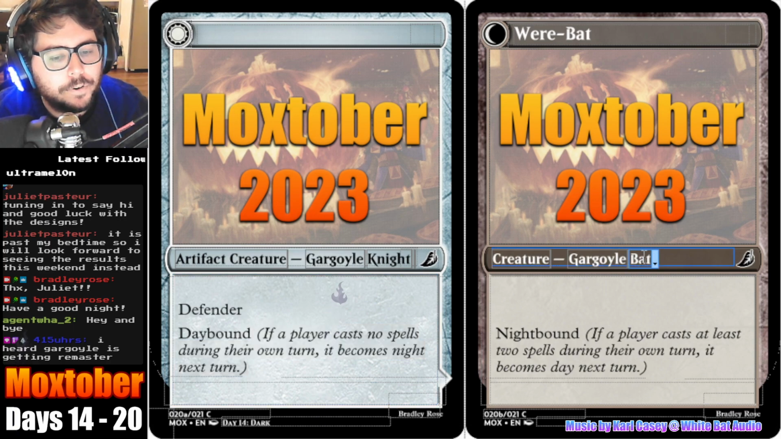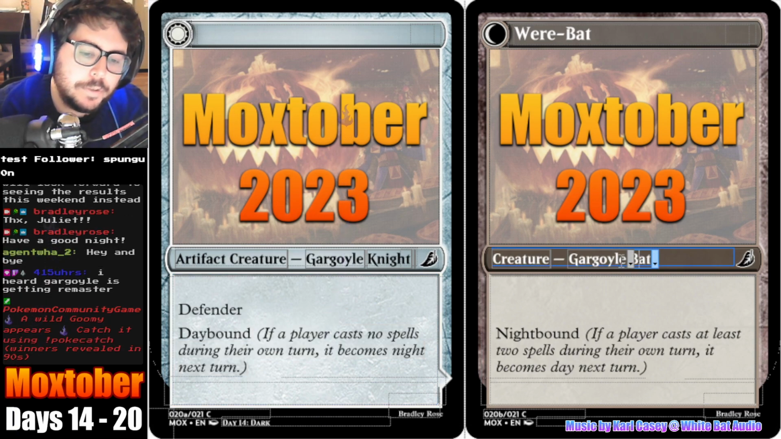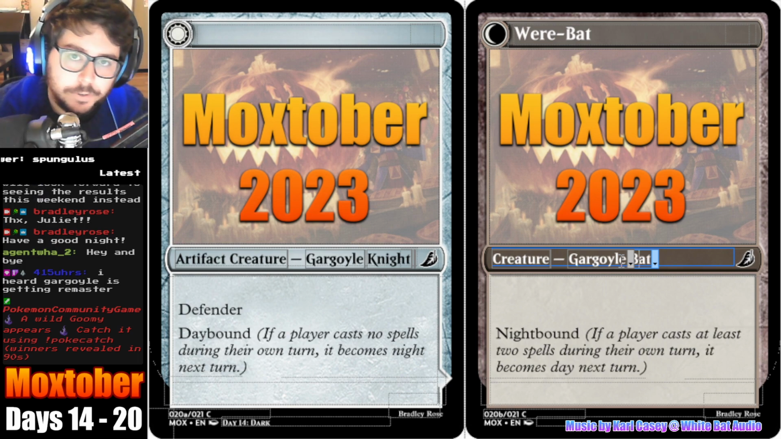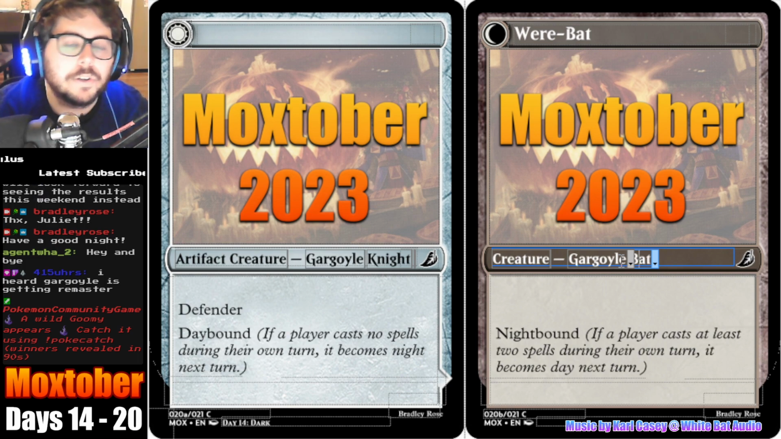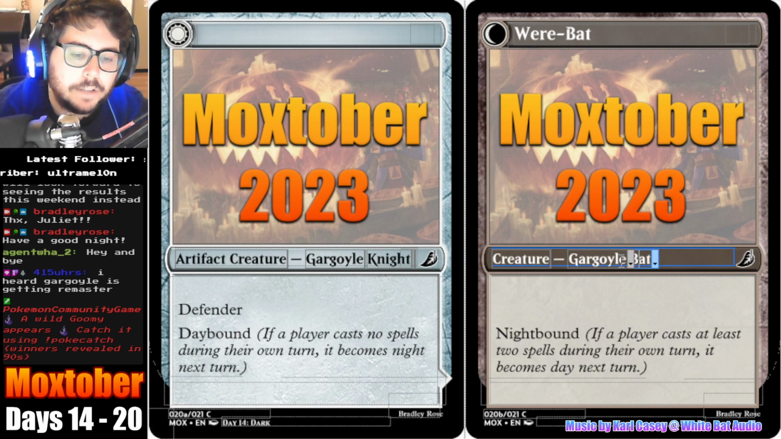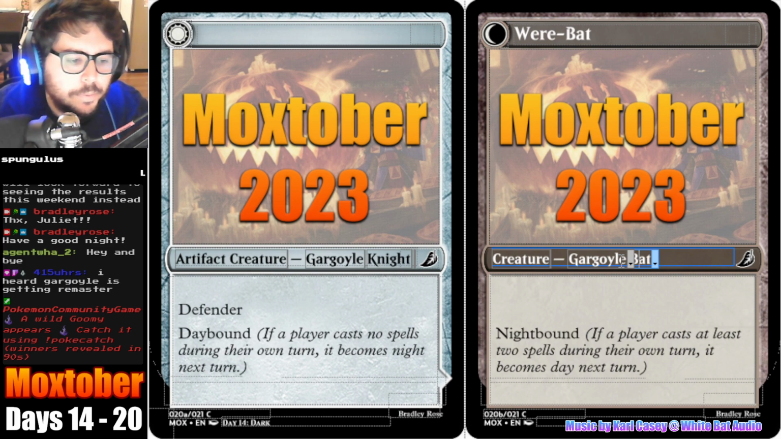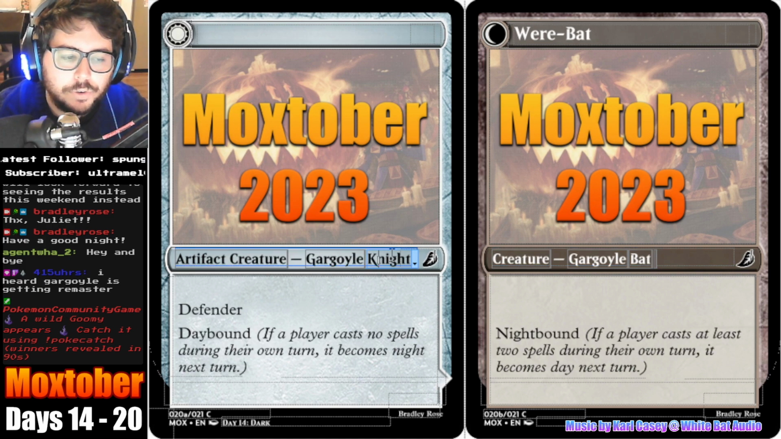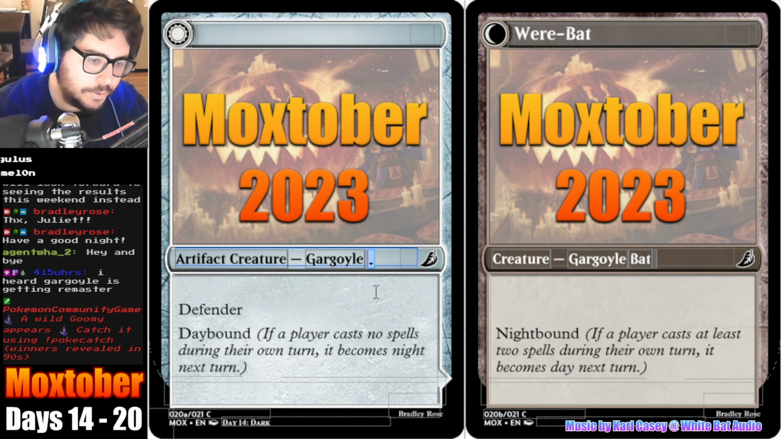Okay, so I chose bat for the animal type that it becomes because vampires are already used up and bats are usually associated with nighttime. And yeah, I thought that would be fun to do. But also because there's kind of this mashup. Why did I choose? I usually like to choose class types. A lot of gargoyles don't have a class creature type. A lot of them are just gargoyle on their own like this.